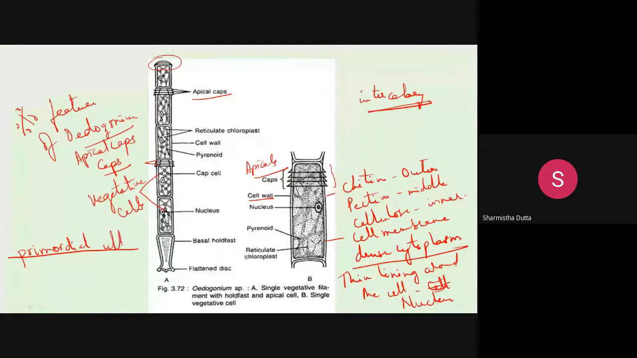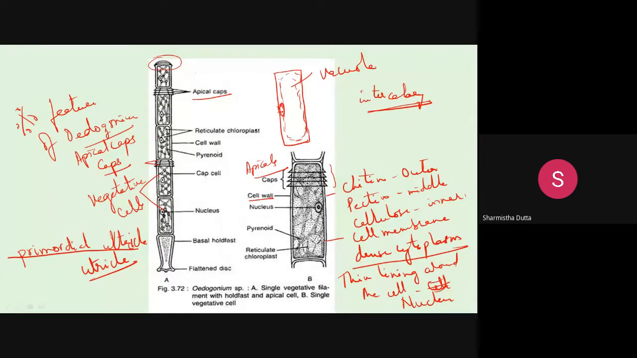Primordial utricle. Sorry, girls, one L has come here. It is U-T-R-I-C-L-E. Primordial utricle. Now, did you understand? That means the cell has a thin lining of cytoplasm with a vacuole at the center and has a prominent nucleus.